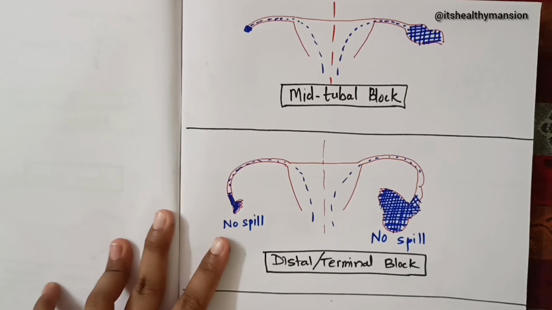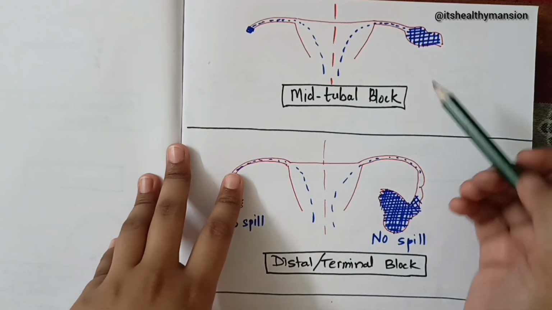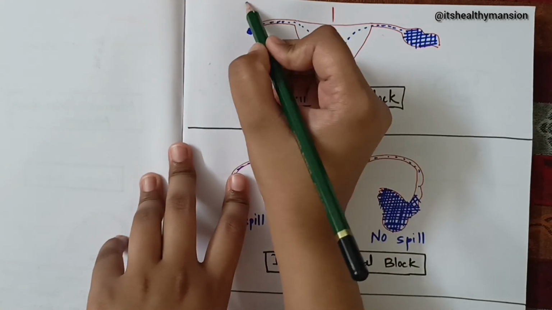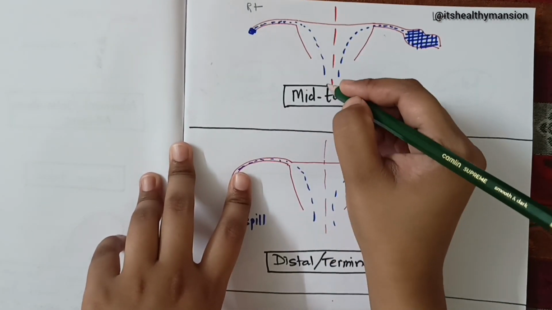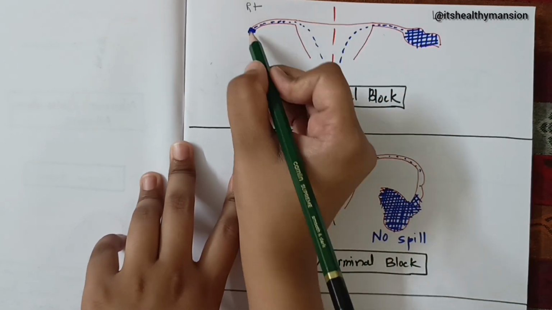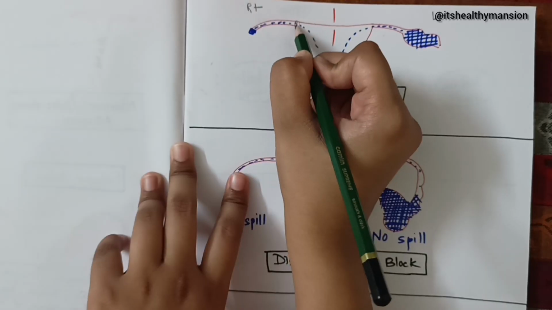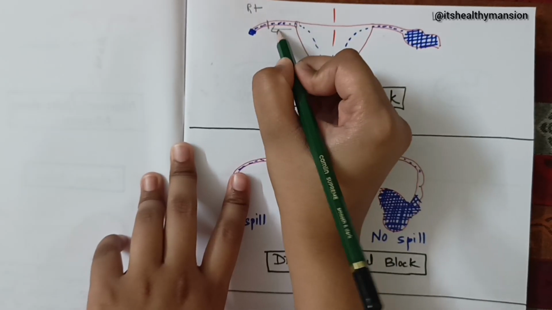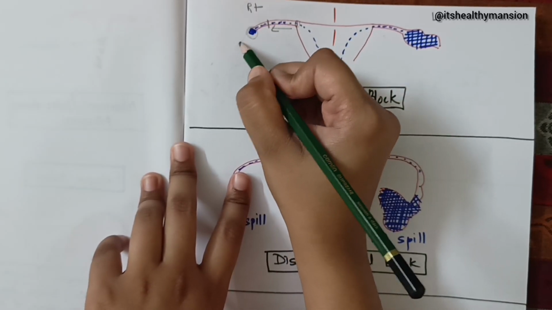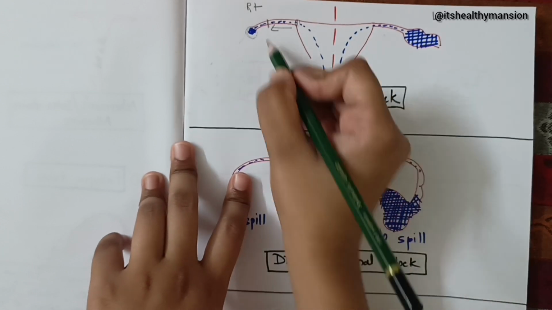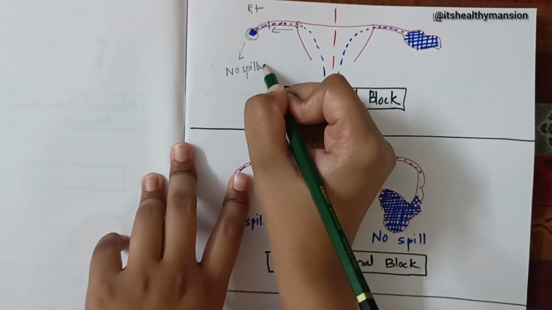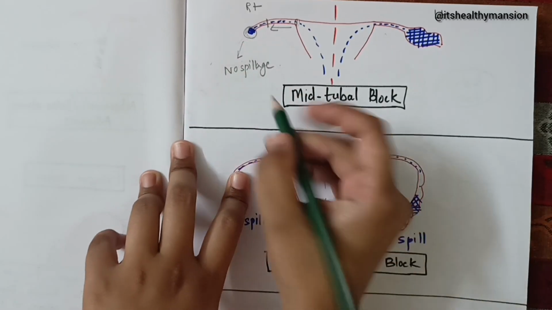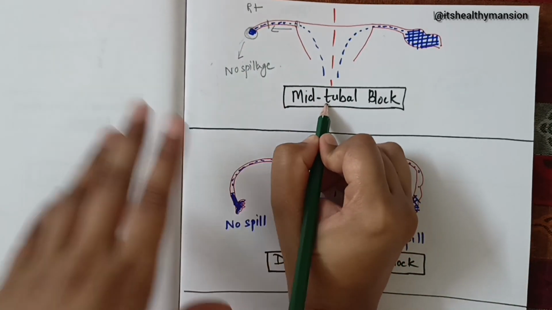Now next we are going to see the mid-tubal block. I have divided it into two parts. For example, this is a right tube and this is a left tube. First, the spill is going in the right tube. Here you may say it is far from the cornua as well as the proximal part. It is the midline, that is the mid of the fallopian tube. Whenever there is a block and there is no spillage over the right side, it is called a mid-tubal block.